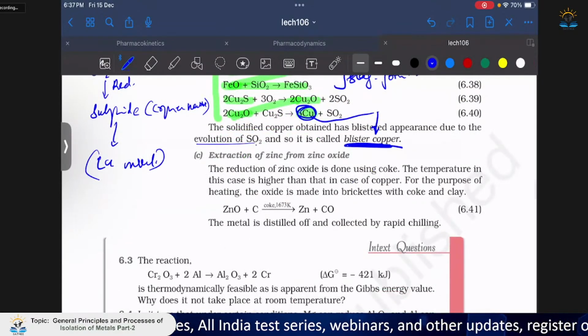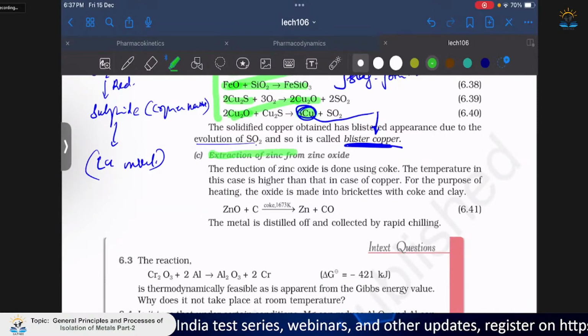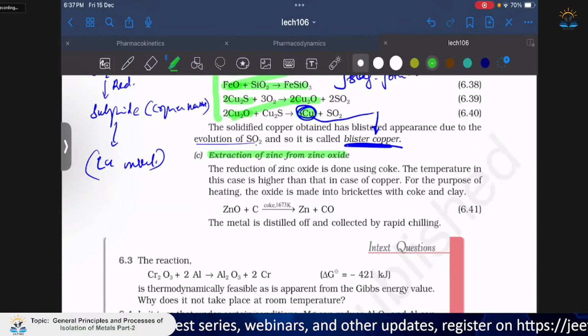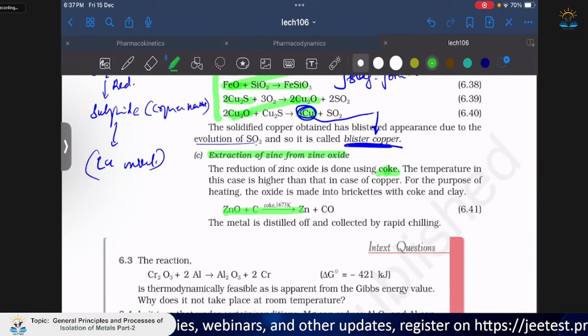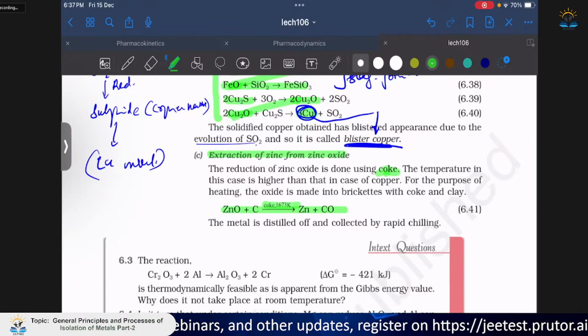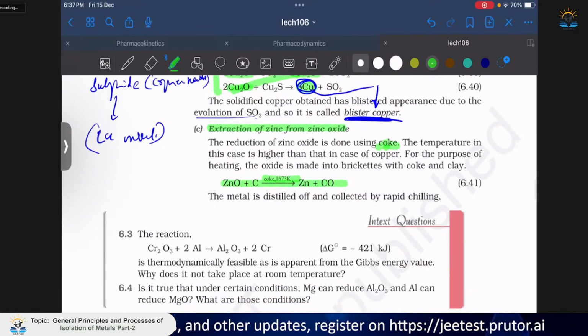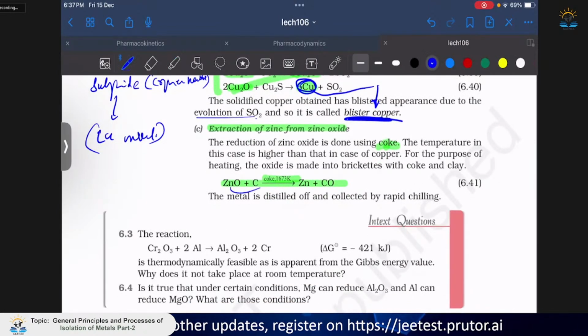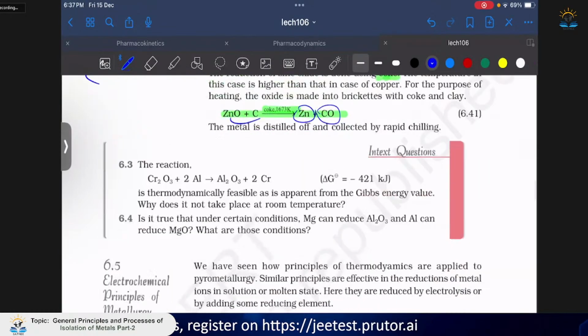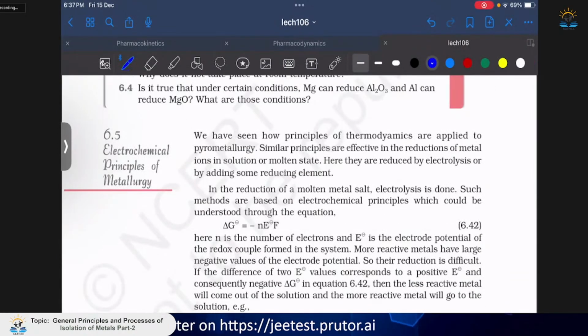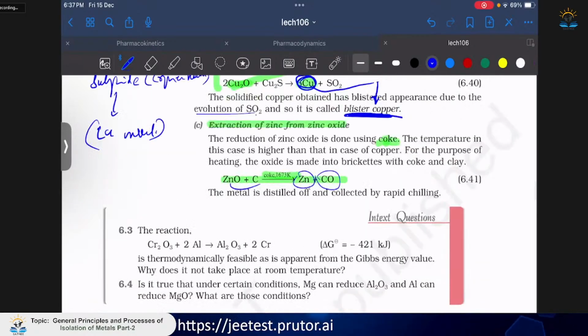Okay. Last one is extraction of zinc from zinc oxide. It is also done using coke. The reaction is given here. Okay. Now, here also you can see coke is added to the zinc oxide and it gives Zn plus carbon monoxide. So this was all about reduction of metal, applications of Ellingham diagram.